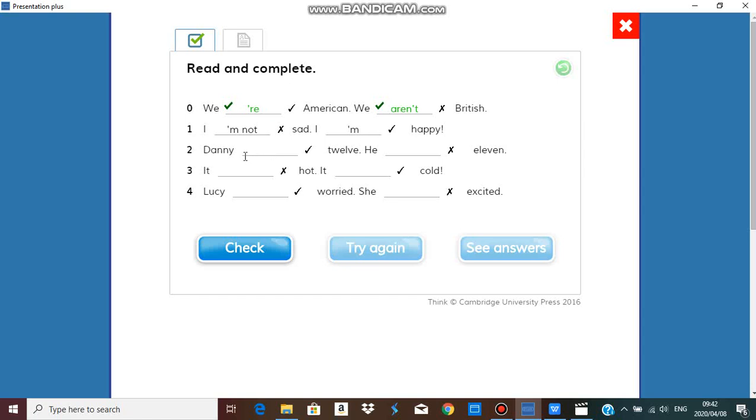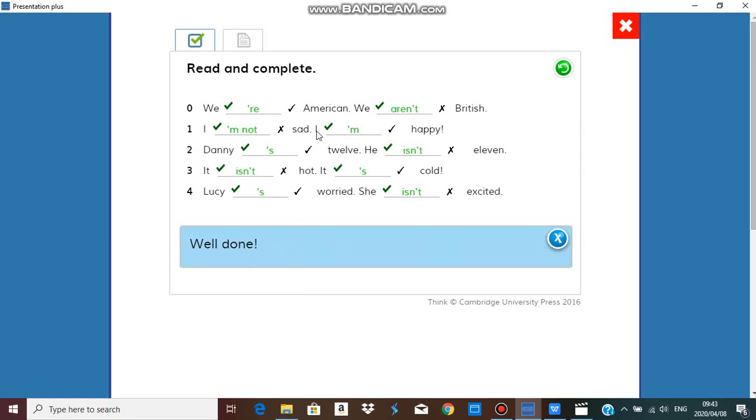Danny's 12. It's positive. He is 12. He isn't 11. Isn't negative. It isn't hot, because it's negative. It isn't hot. It's cold. Lucy's worried. Negative. She isn't excited. Let's check. All correct. So I'm not sad, I'm happy. Danny's 12. He isn't 11. It isn't hot. It's cold. Lucy's worried. She isn't excited.